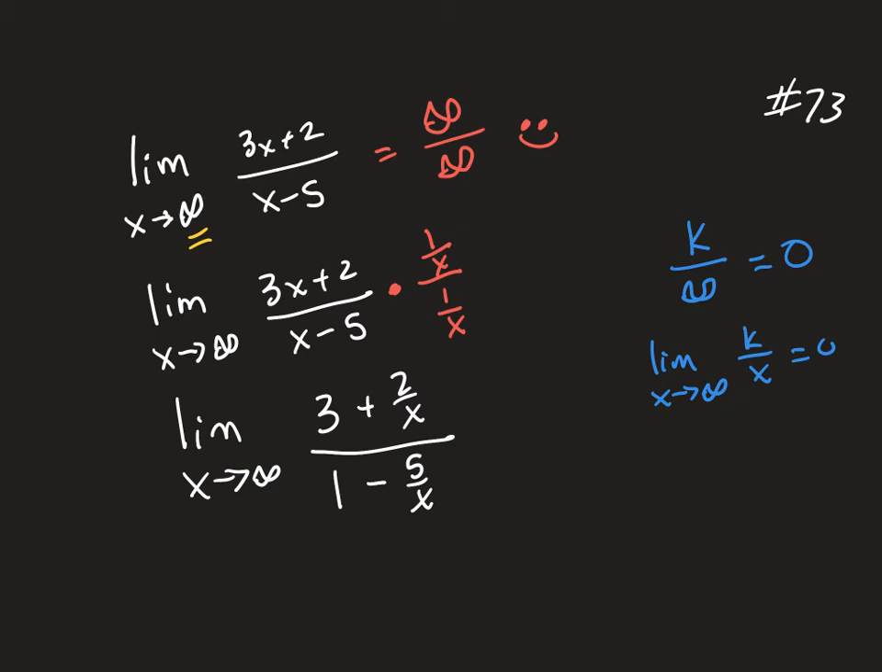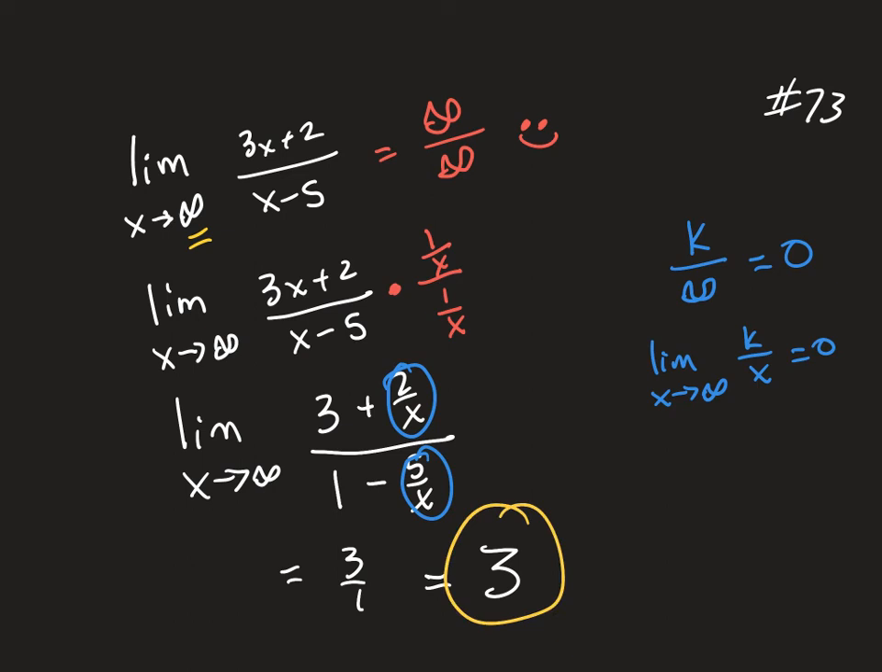And so what I can do in this limit now is I can imagine myself plugging infinity into these two fractions. 2 over infinity turns into 0, and 5 over infinity turns into 0. And the value of this limit is just 3 over 1, which we like to write as 3. And so there's the answer for that limit.